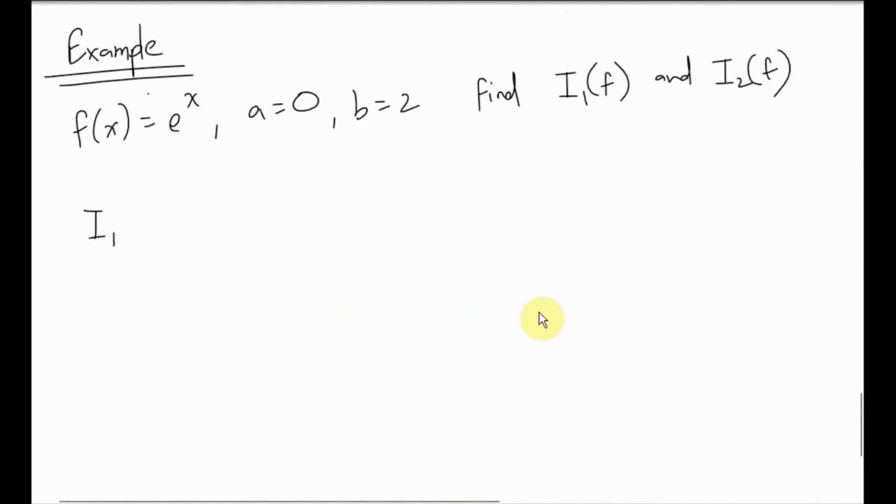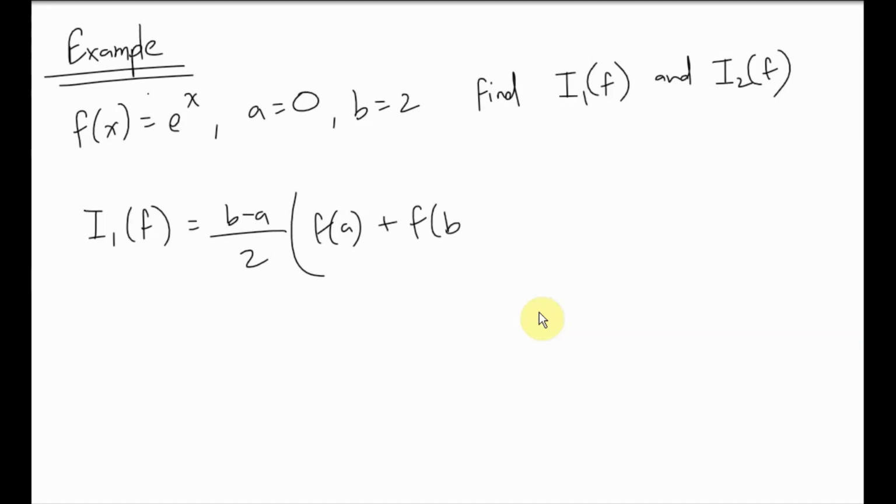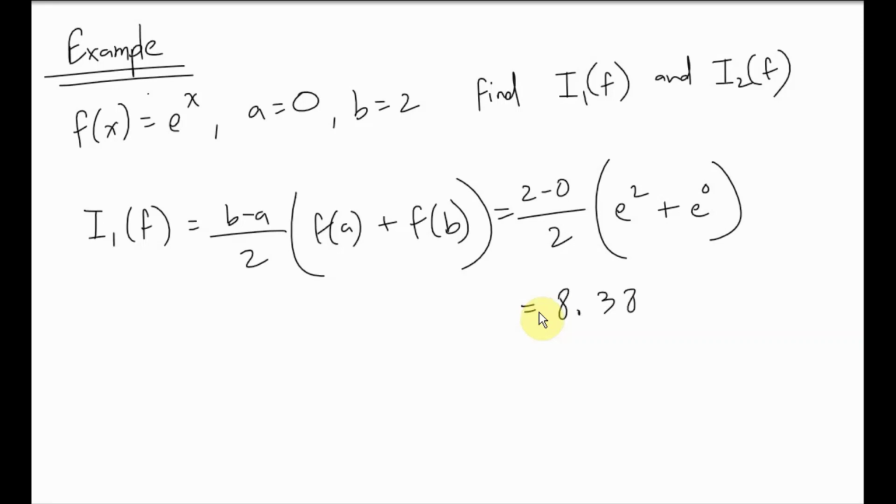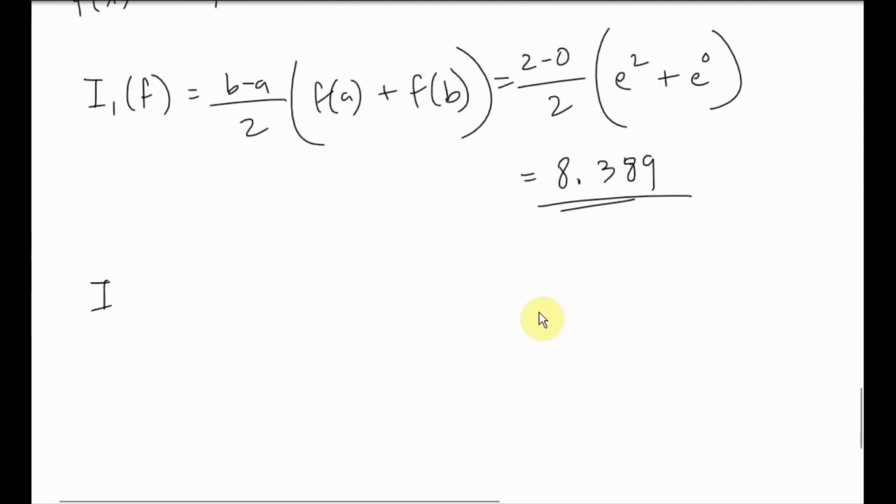So let's do I1 of f first. Just use the formula, which is b minus a divided by 2 times f of a plus f of b. That's it. So that's 2 minus 0 divided by 2 times e to the power of 2 plus e to the power of 0. This is going to give you 8.389. Okay, 8.389.